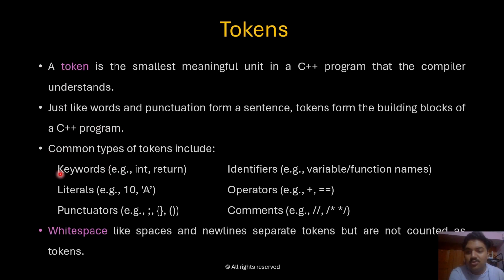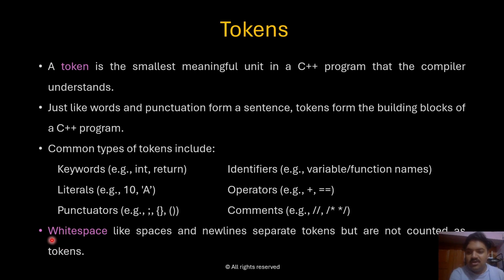Common types of tokens include keywords, identifiers, literals, operators, punctuators, and comments. So here we can see int, variable name, or any constant values, operators. These are all tokens. So these are the smallest meaningful units of a program, which are understood by compilers and used to denote something in the program.